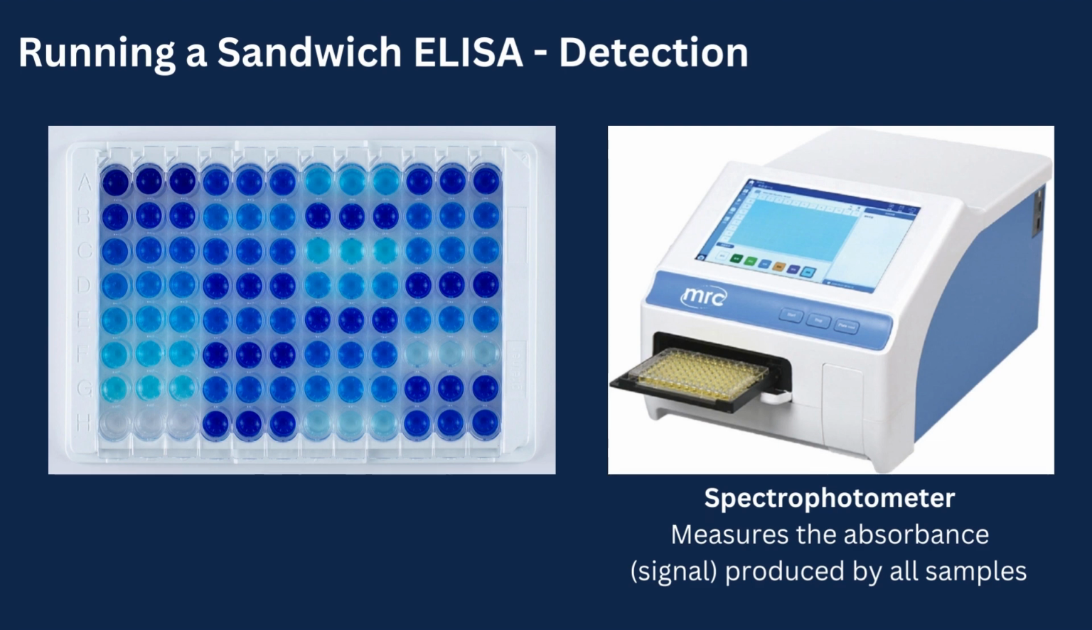Depending on the amount of bound enzyme-conjugated antibody, the signal will vary in degree of color produced, with deeper colors representing greater concentrations. The microplate is then read using a spectrophotometer, which measures the light absorbance of each sample at a specific wavelength. The absorbances of the samples can be compared to that of the standard curve to determine concentrations.